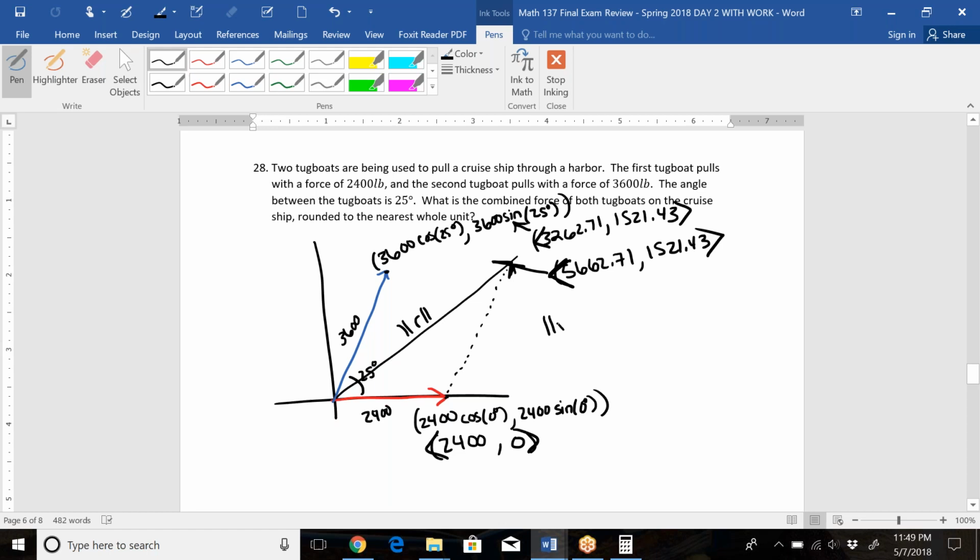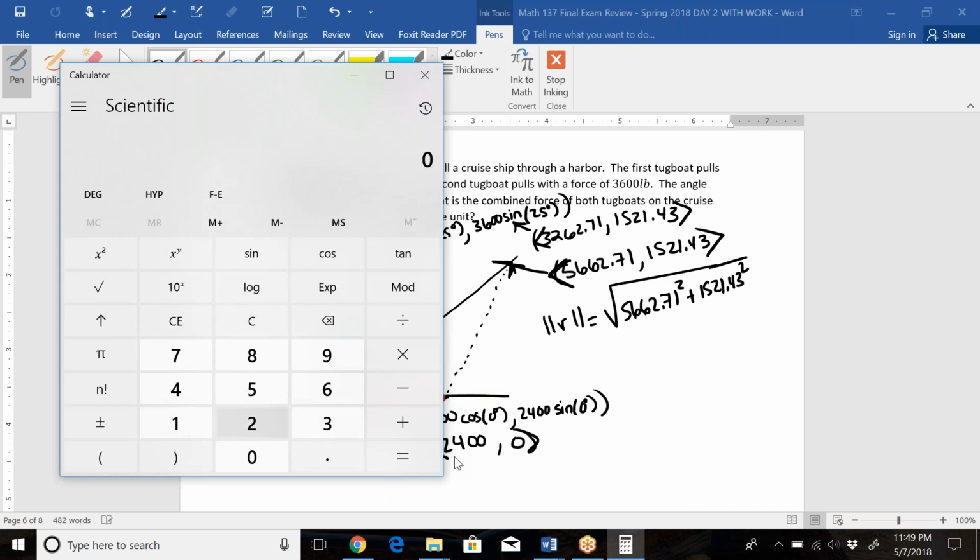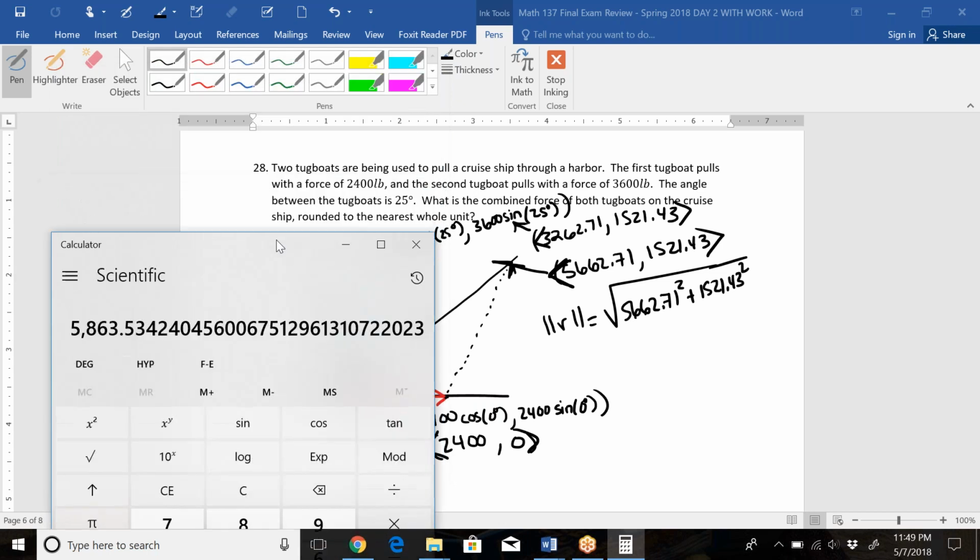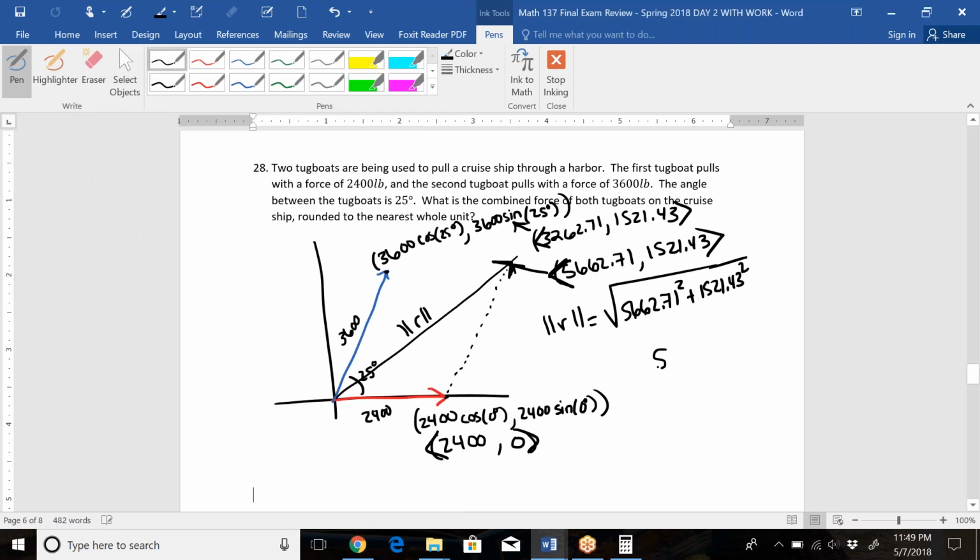So then we need to find the magnitude of this vector r by doing 5662.71 squared plus 1521.43 squared underneath a square root. So 5662.71 squared, which is really big, plus 1521.43 squared. Hit enter, and then I need to raise that to the 1/2 power for the square root. So that's 5,863, and it says to the nearest whole unit, so 5864. And that would be pounds, because that's what our force is being measured in.